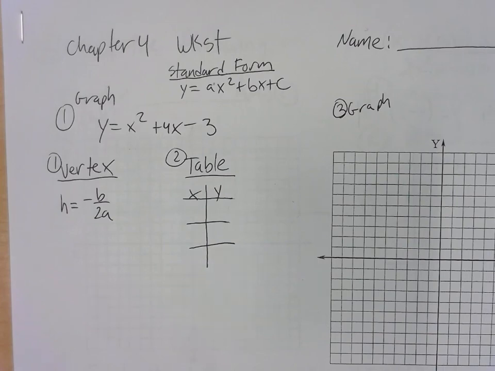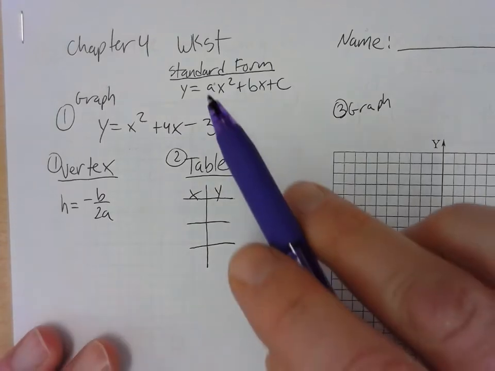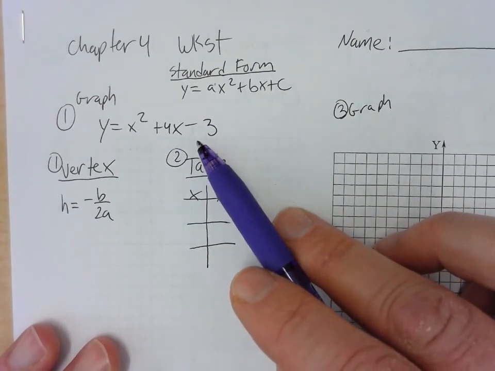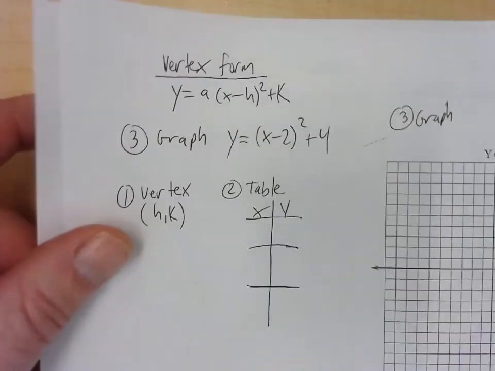Welcome to the Chapter 4 worksheet. This is a review of the first couple of sections, the graphing sections of Chapter 4. There are two forms of the parabola. There's standard form, which is actually in section 4.2, and then the vertex form, which is actually in section 4.1.